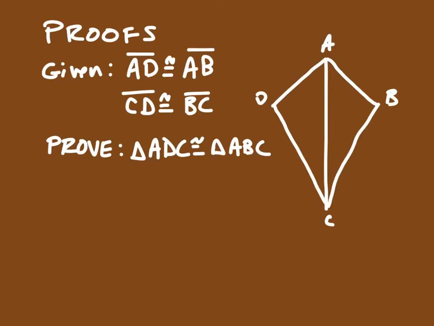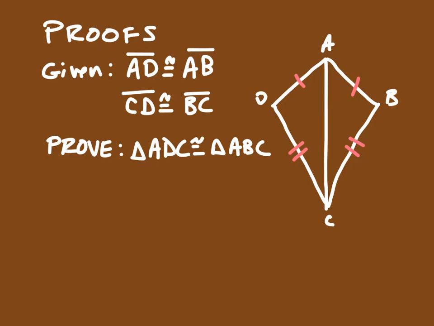Okay, so in this proof, we're given some information. All right, we have this picture here. We've got two triangles, and I just drew it, so it's not perfect. But what we know is that AD, this segment length, is congruent to AB. All right, so I'm going to come in here and let's talk about the logic. So these two segments are congruent. I then know that CD, this segment, is congruent to BC, this segment. So I'm going to come in here and mark those up.